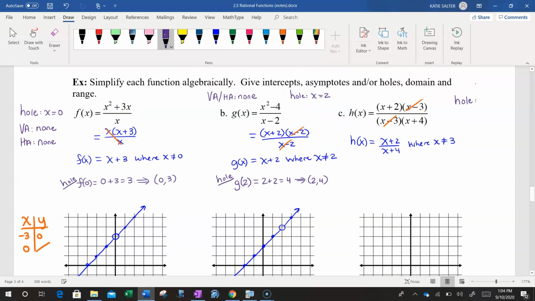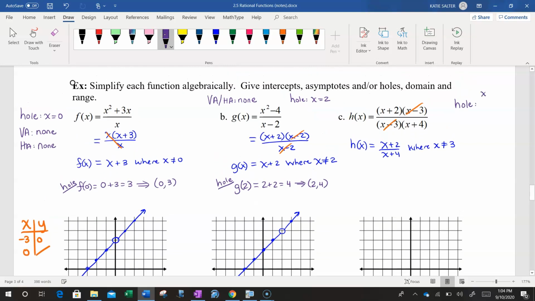Now, to figure out exactly where that hole is, again, all you have to do is substitute 3 back into the function after you've reduced that common factor out. So 3 plus 2 over 3 plus 4, and we can see that would be 5/7. So the actual hole will be at the point (3, 5/7). Now what I'm going to do, since I know where that hole is, I'm going to ignore that hole, and I'm going to just graph this rational function.